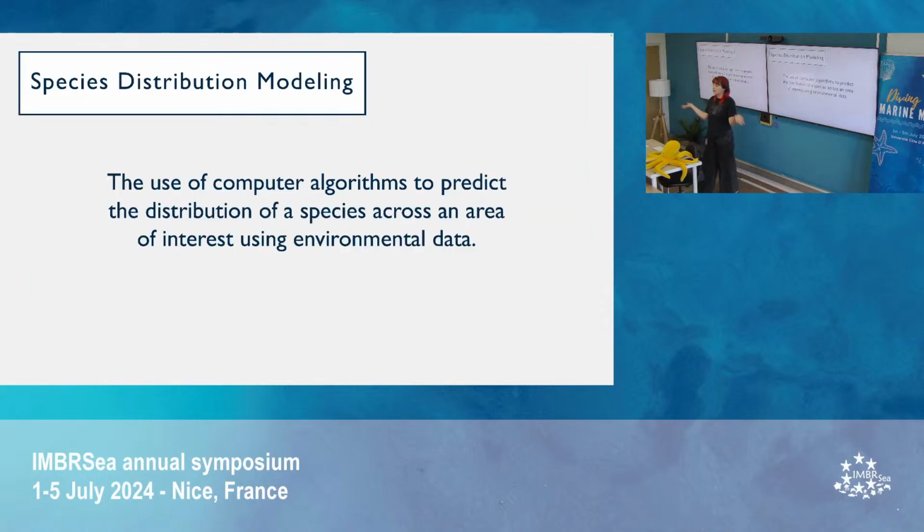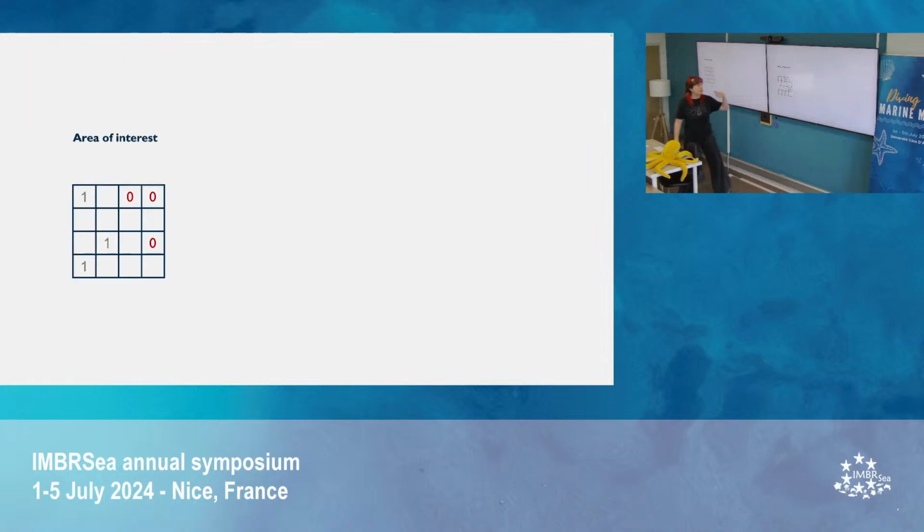So what is species distribution modeling? A very basic rudimentary definition is the use of computer algorithms to predict the distribution of a species across an area of interest using environmental data. That's a lot of words, so I'm going to try to break it down for you guys. So let's imagine that we have an area of interest and a species of interest, and we want to know what the distribution of our species is in this area.